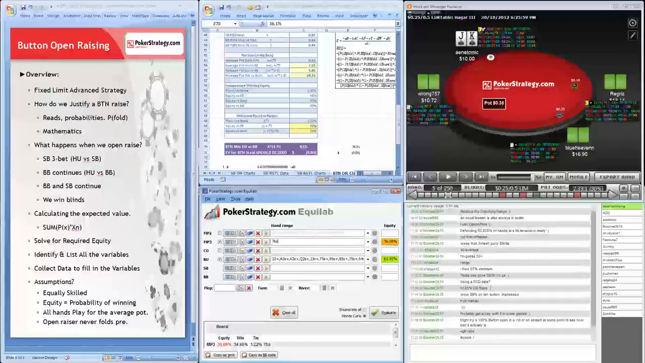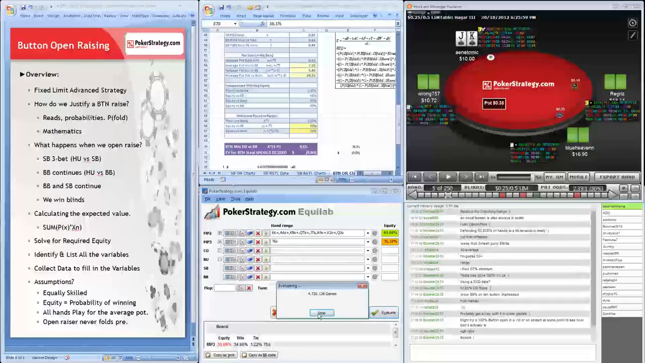I understand that the way I've gone through this today is probably the most complicated approach, because I didn't do any of the work beforehand. We just went through it from beginning to end. And what I was hoping was that this would show you guys exactly what goes into this. 7-6 suited against the open raise, we're going to have more equity than before, about 3% more.